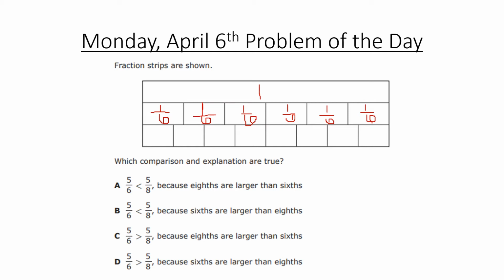The next row, let's count the number of pieces it has. 1, 2, 3, 4, 5, 6, 7, 8. There are 8 pieces in this row, so all of my fractions are going to be out of 8. So I'm going to start from the beginning and I'm going to label each of the fractions 1 out of 8 because each piece is worth 1. One out of 8, all the way across.